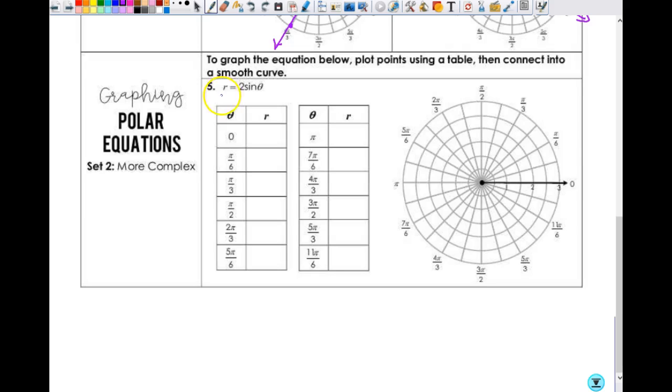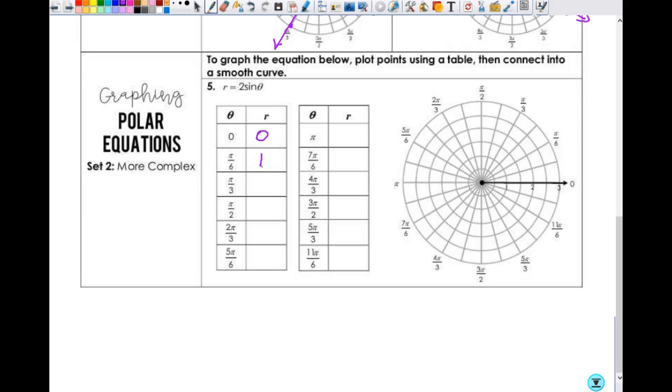So if I have r equals 2 times the sine of theta, right? So I substitute these in for theta. When theta is 0, what's the sine of 0? 0. Sine of 0, 0. 0 times 2 is 0. What is the sine of pi sixths? 1/2. And 1/2 times 2 is 1.